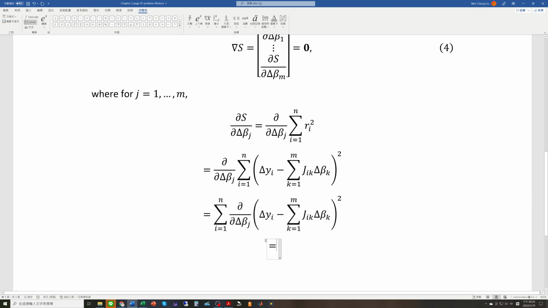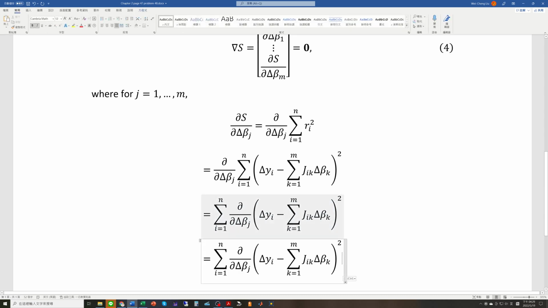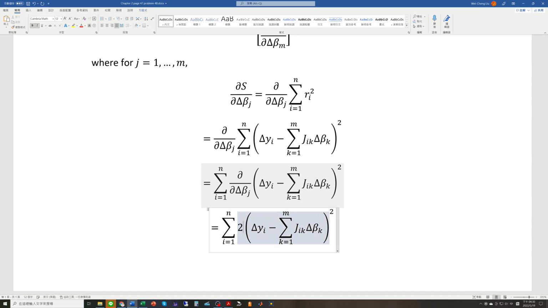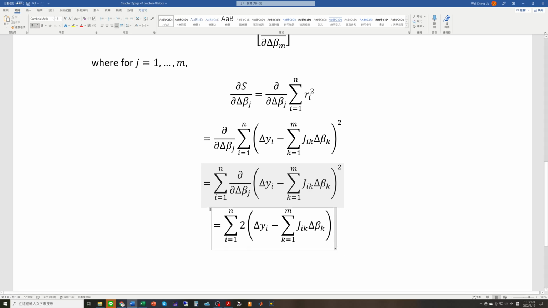So it is equal to, let me copy this. Partial over partial x f of x square. According to the chain rule, it is equal to 2 times delta yi minus summation k is equal to 1 to m capital Jik delta beta k, and the square disappears.